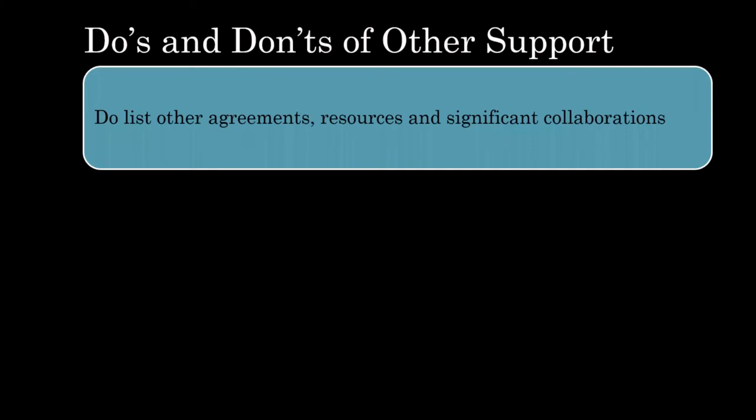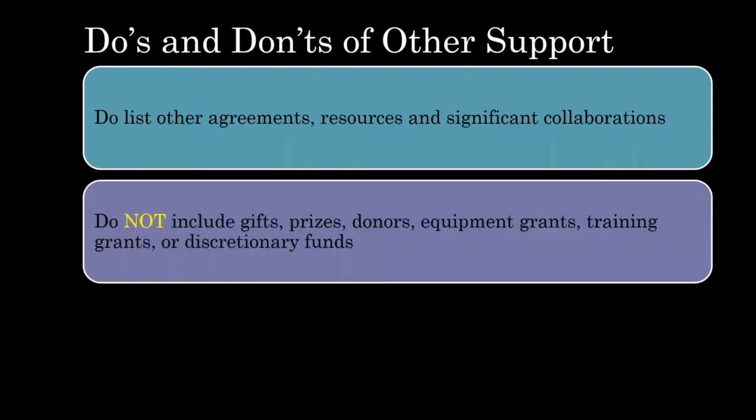So what are the do's and don'ts of other support? Do list other agreements, resources, and significant collaborations. Do not include gifts, prizes, donors, equipment grants, training grants, or discretionary funds.